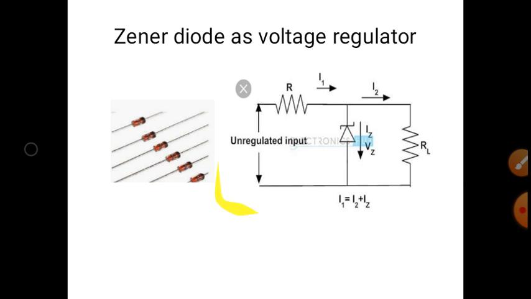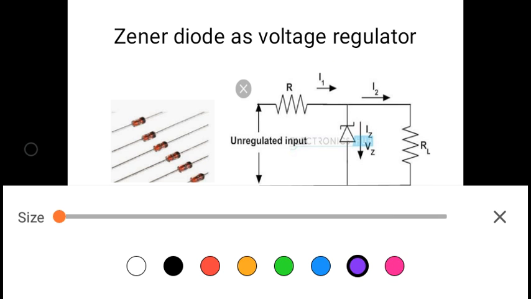There is one circuit diagram which is shown here. It is properly designed to maintain the output voltage as constant. The meaning of voltage regulator is nothing but maintaining the output voltage constant across the load terminal.